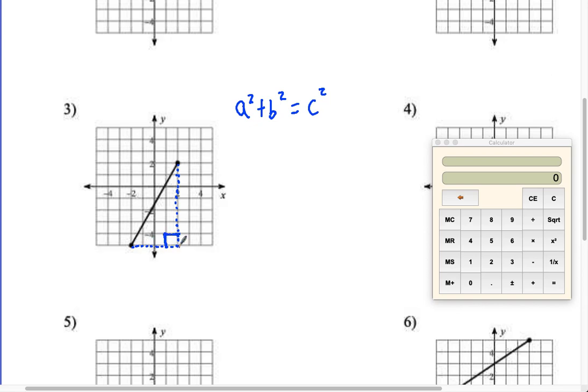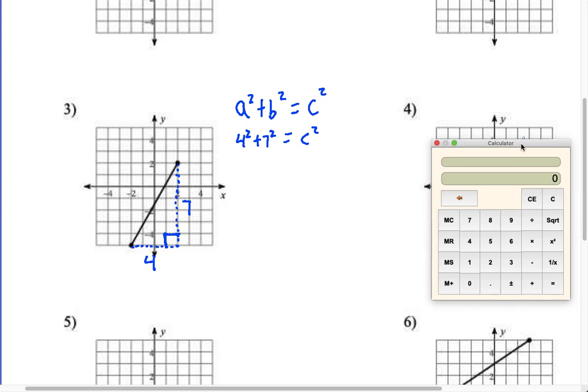I want to know the length of this line, so I'm going to count 1, 2, 3, 4 units. This one is a 4, and then this one is going to be 1, 2, 3, 4, 5, 6, 7 units. So that's a 7. Now I can just plug these two numbers in as a and b. So it's going to be 4 squared plus 7 squared equals c squared. And we have talked about this before.